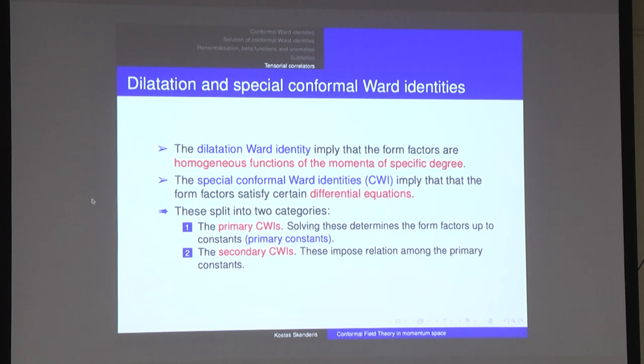Now, once you've done this, then you need to impose dilatation and special conformal Ward identities. So the dilatation Ward identity implies that the form factors are homogeneous functions of momenta of specific degree. And the special conformal Ward identities give rise to two different types of equations, what we call primary Ward identities. So we can solve and obtain the form factors up to constants. And then there are secondary Ward identities, and these impose relations among the primary constants.